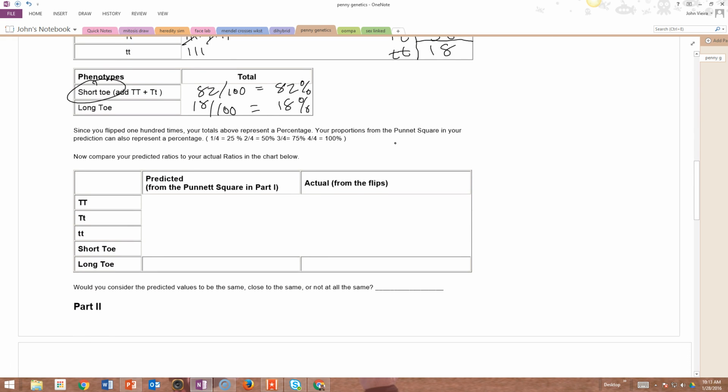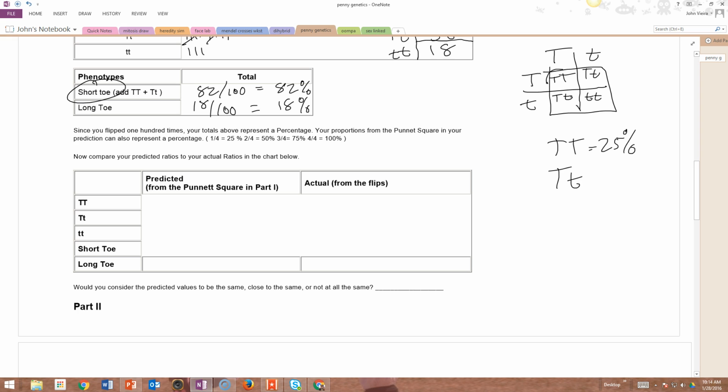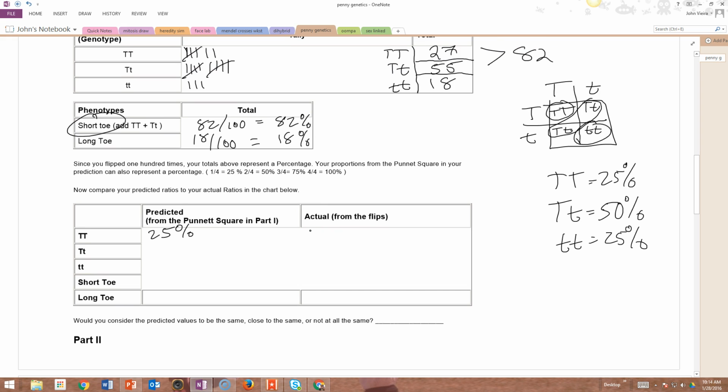Now, from the actual Punnett square, I'll draw the Punnett square for reference right here very quickly. If you remember, this is what you got. 25% of your coin flips should have been that, because that's 1 out of 4. 50% of your coin flips should have been this, correct? And 25% of your coin flips should have been that. So you predicted 25%. You actually got 27%. You predicted 50%. This group actually got 55%. Predicted 25%. They actually got 18%.